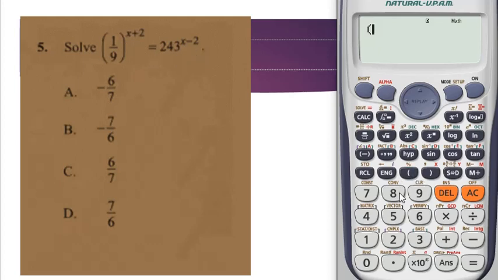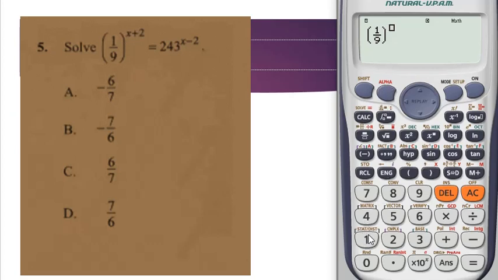So we have open bracket 1 over, there is a fraction sign, and then you click on 9, click on that, and then you close your bracket, and then you have x plus 2, so you click on this. Click on that, and then you punch x. Click on alpha as initially stated. Whenever you come across any notation in red, you use alpha, which is in red.